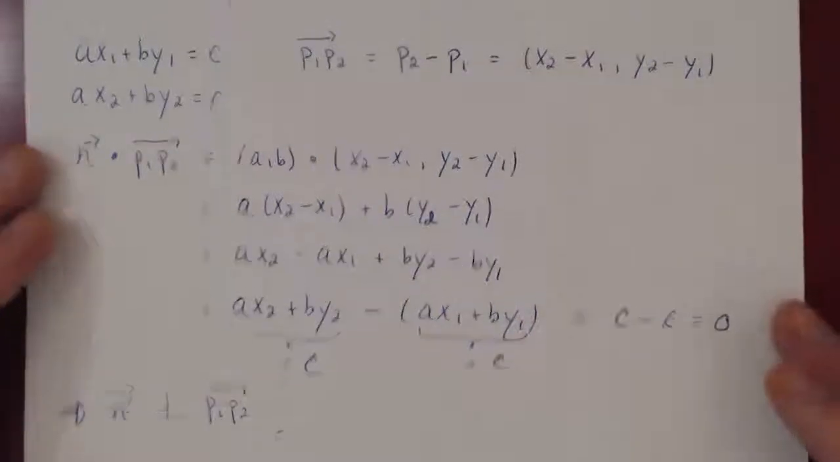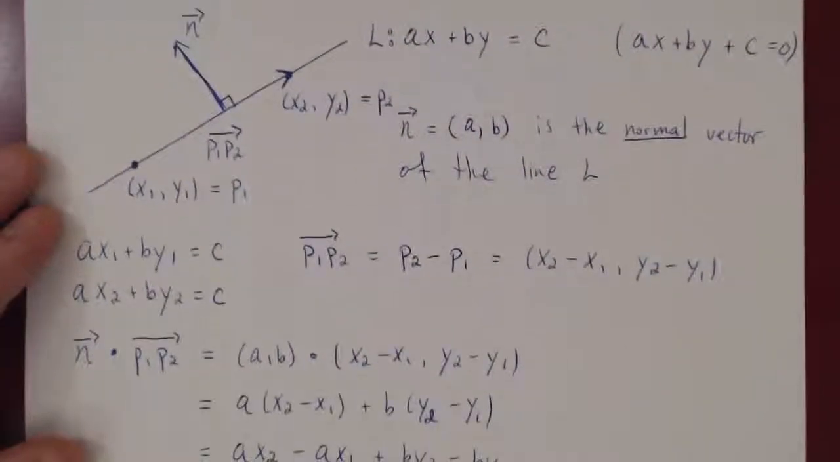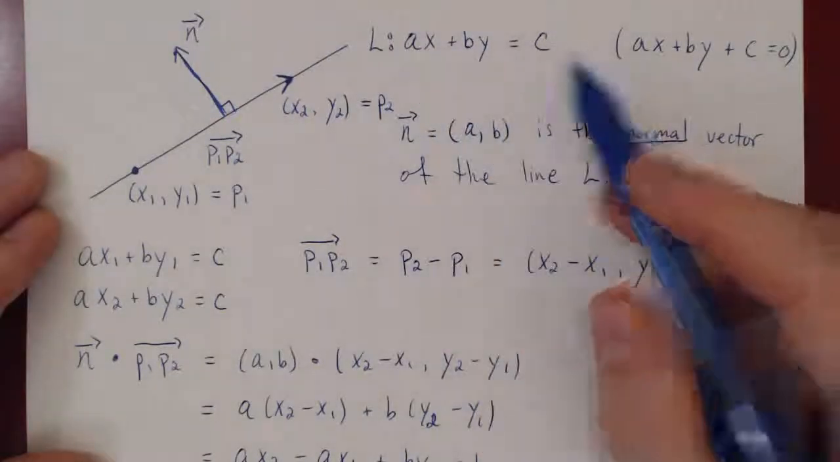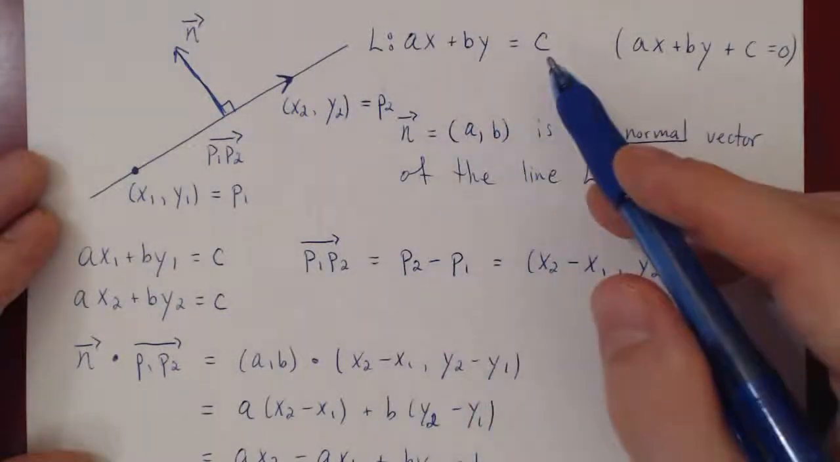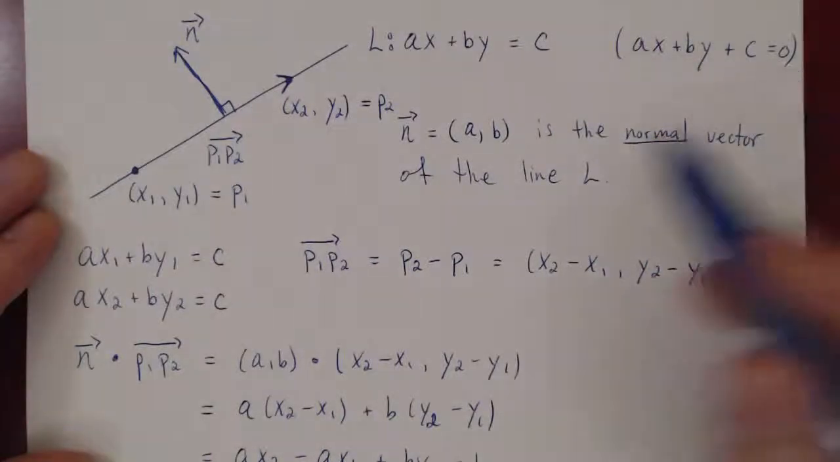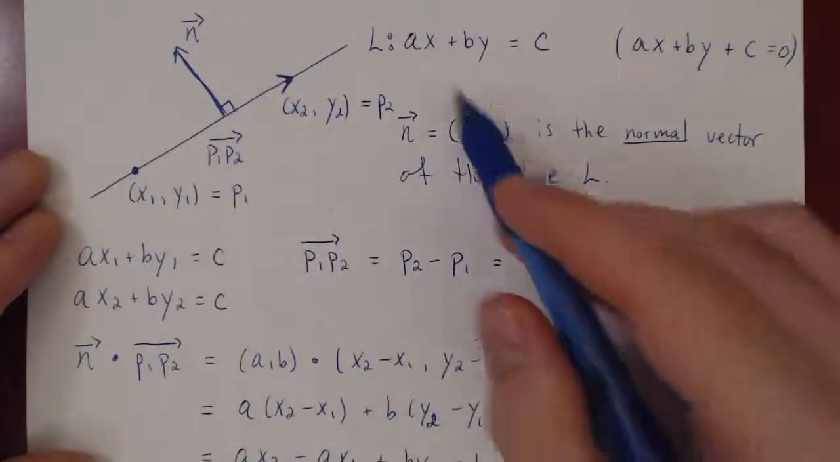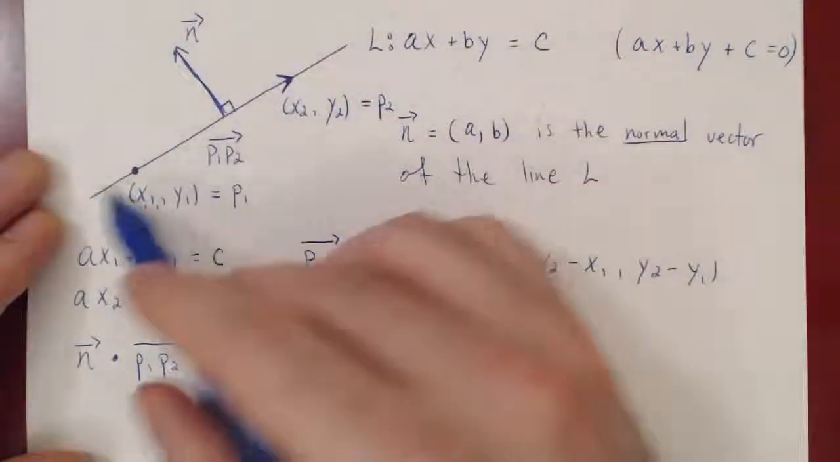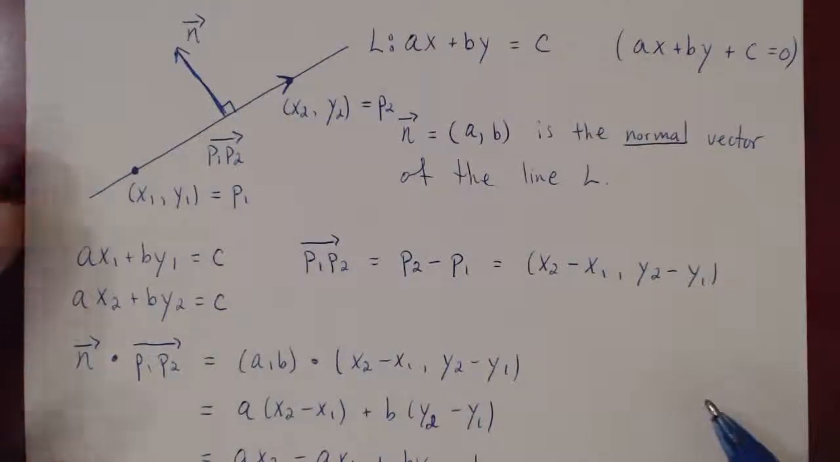And this completes the proof. So every time you have a line in the xy plane given by an equation written in this form, ax plus by equals c, or ax plus by plus c equals 0, the vector given by (a, b), the coefficients of x and y, is always perpendicular to the line. With this really simple but really important fact, and the help of orthogonal projections, let us now solve our first distance problem.